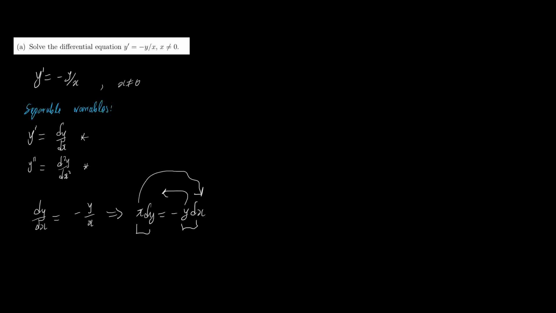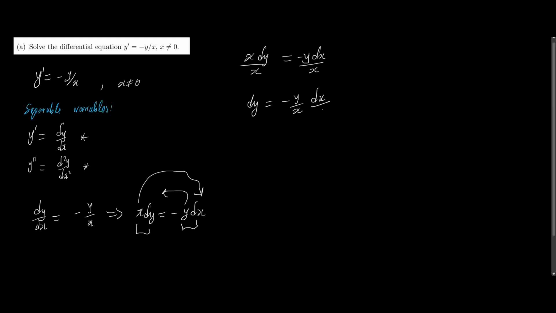What I mean by that is, if we have x dy equals negative y dx, here if we divide by x, we also divide by x here. So we are left with dy equal to minus y over x dx. Now we don't want y here, so we divide all through by y. We have dy divided by y equal to negative, this cancels, and we are left with negative dx over x.